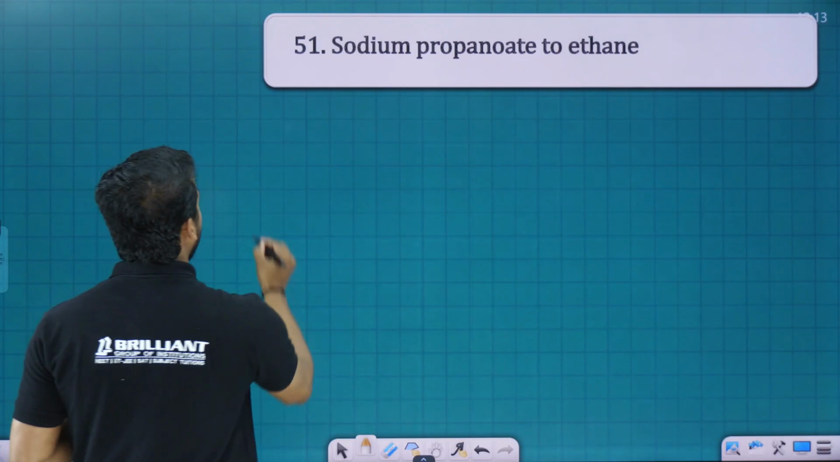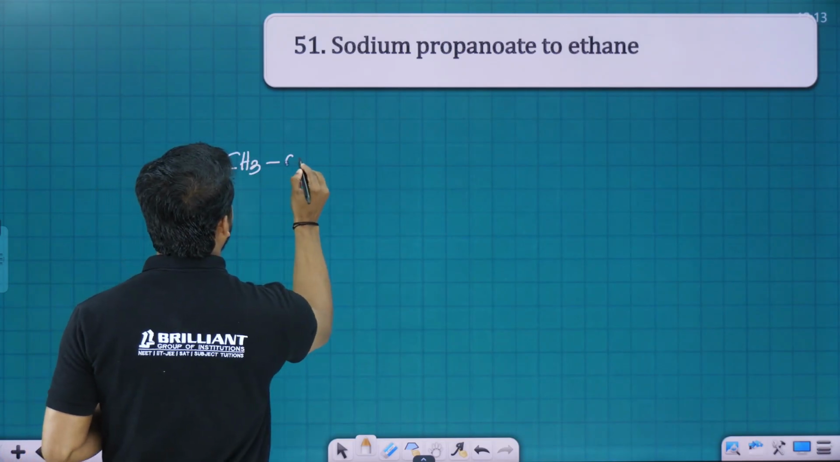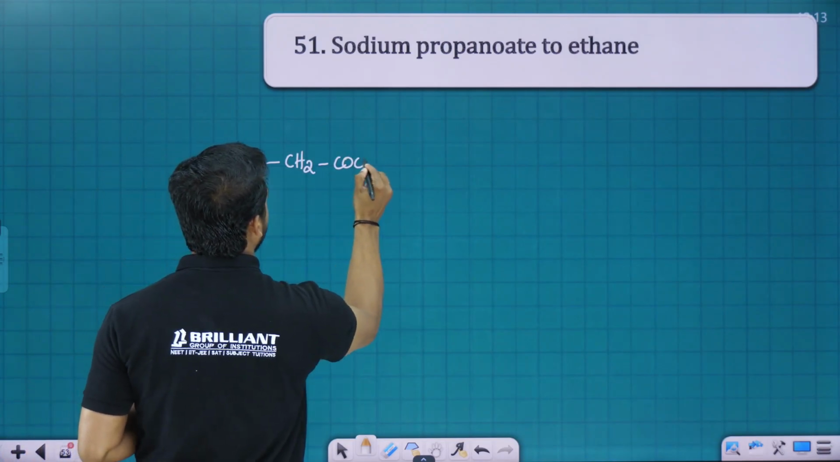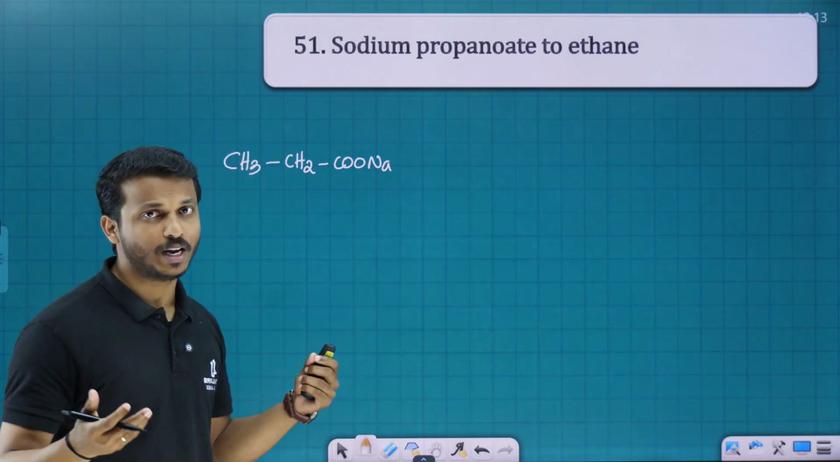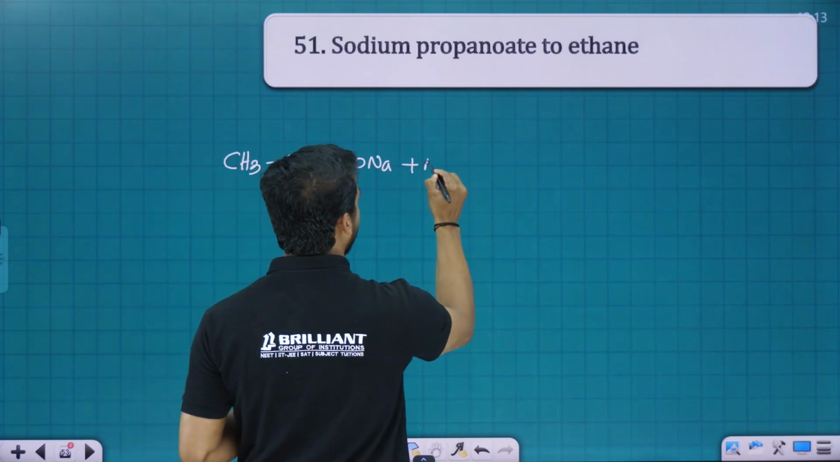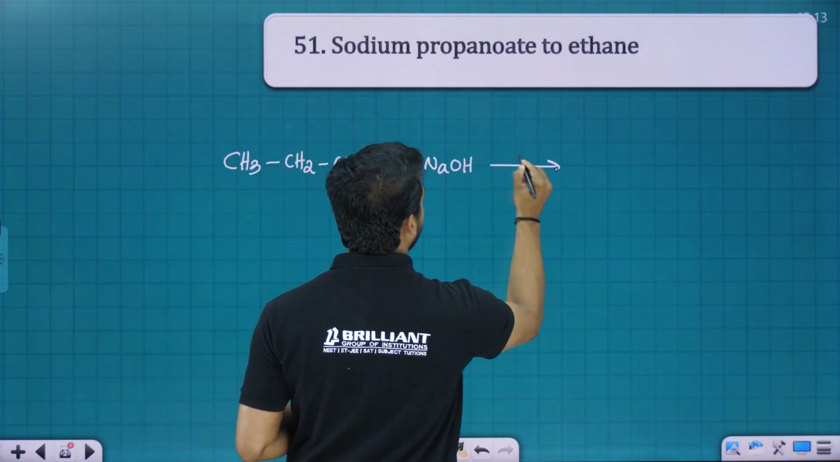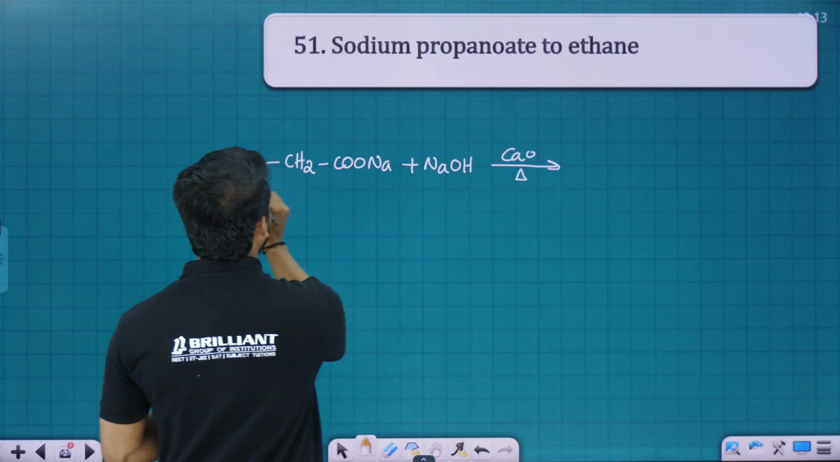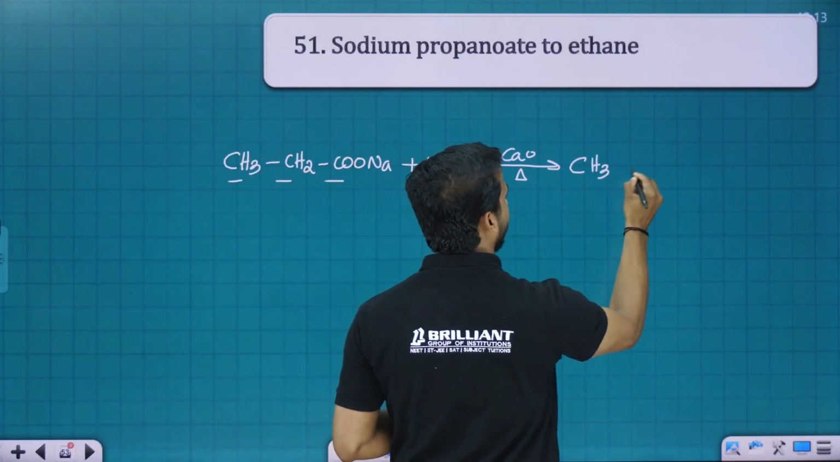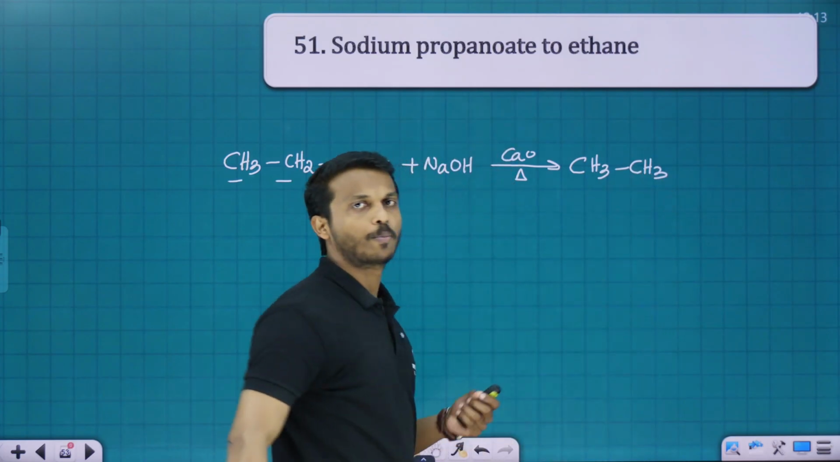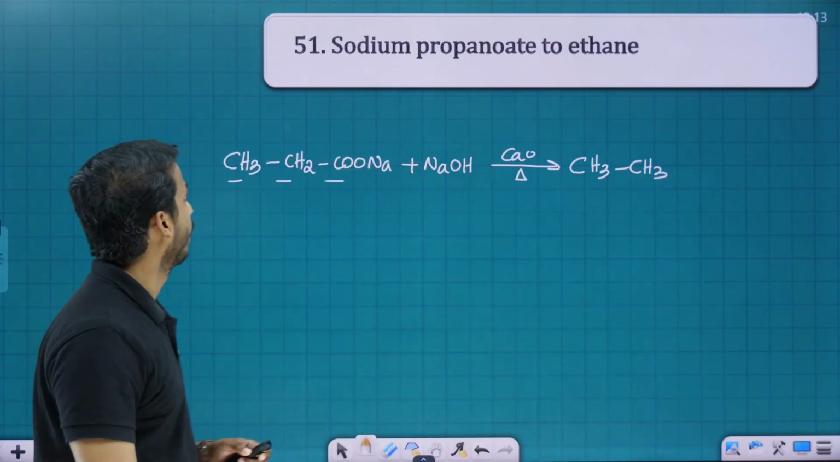Next 51. Sodium propanoate. What is sodium propanoate? CH3CH2COONa to ethane. So one carbon less, which means decarboxylation. What is decarboxylation? Treated again with soda lime. Here 3 carbons in your reactant, so the product will be 2 carbon alkane. That is decarboxylation, and the byproduct, you know, sodium carbonate.